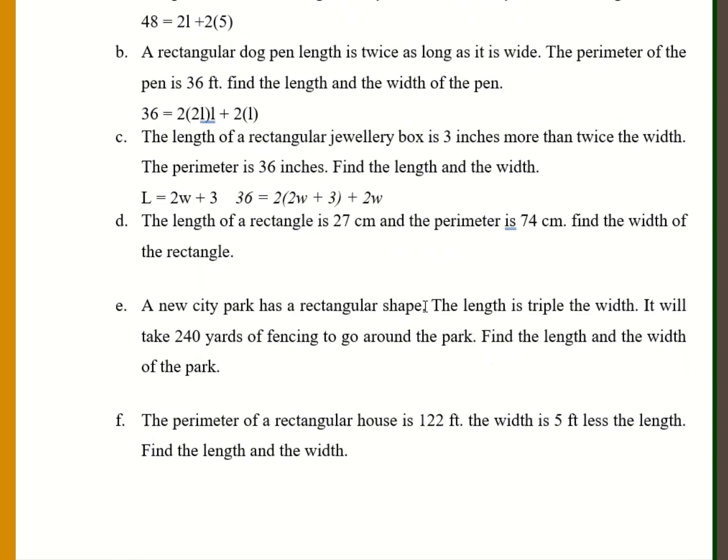Alright? A new city park has a rectangular shape. The length is triple the width. So what are they telling you here? Length is 3 times the width. It will take 240 yards of fencing to go around the park, meaning this is your perimeter. That means you're going around the park 240. Find the length and width.